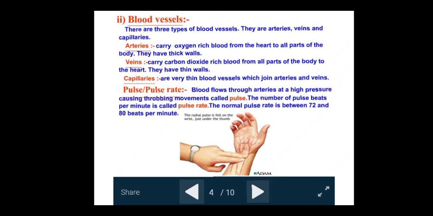Here I have shown the figure. The number of pulse beats per minute is called pulse rate, and the normal pulse rate is between 72 and 80 beats per minute.